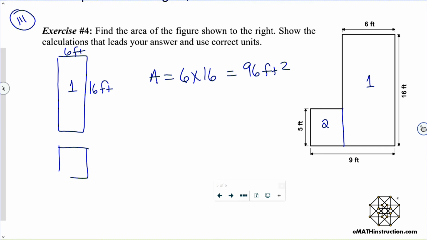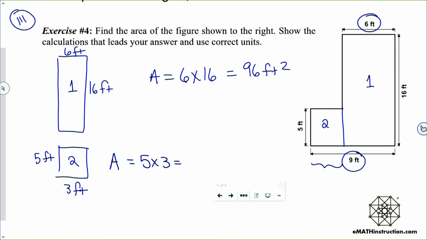Now, the smaller one though, rectangle 2, right? That one's got that 5 feet. We can see that very easily. But this dimension's a little bit trickier. It's got to be the 9 feet minus the 6 feet, and that's just going to be 3 feet. So that one's got a very easy area: 5 times 3, or 15 square feet.